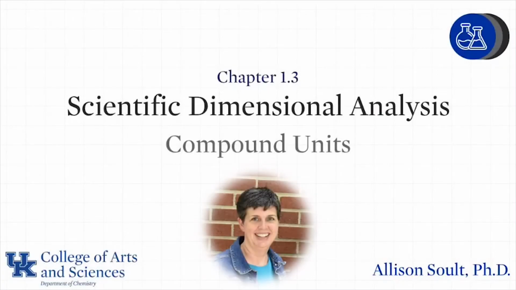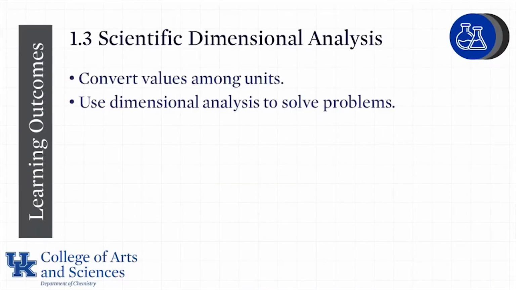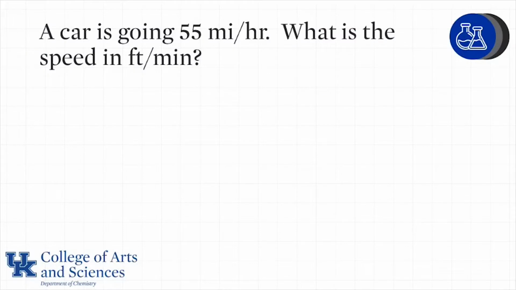In this lesson, we're going to continue with more examples using dimensional analysis, specifically looking at the use of compound units. So again, we're focusing on converting values among units. A car is going 55 miles per hour. What is the speed in feet per minute? Having the miles per hour or the feet per minute is what I refer to as a compound unit because it includes two units within one value.